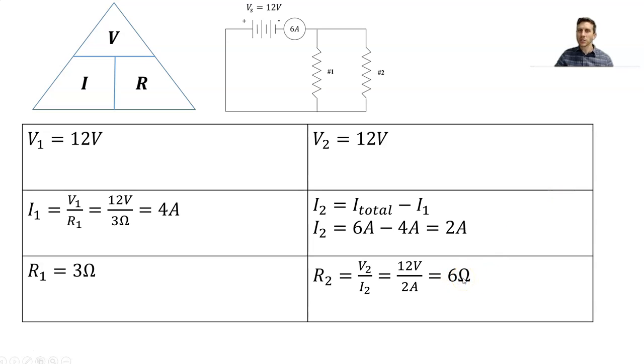Let's just double check our work. Does it make sense that the current going through resistor 1 is faster? This is 4 amps going through here. Through resistor 2, it's only 2 amps. Why is the current going faster here? Well, because the resistor is weaker. It's only 3 ohms, whereas this is 6 ohms. So I hope that makes sense. That is, in general, how we solve parallel circuits. So please try the practice ones on your own.